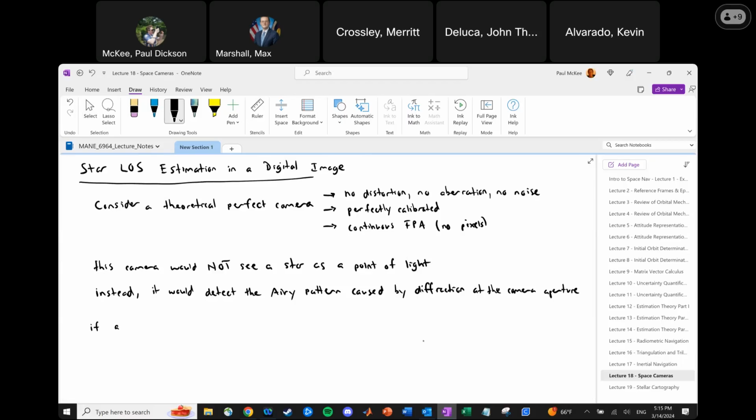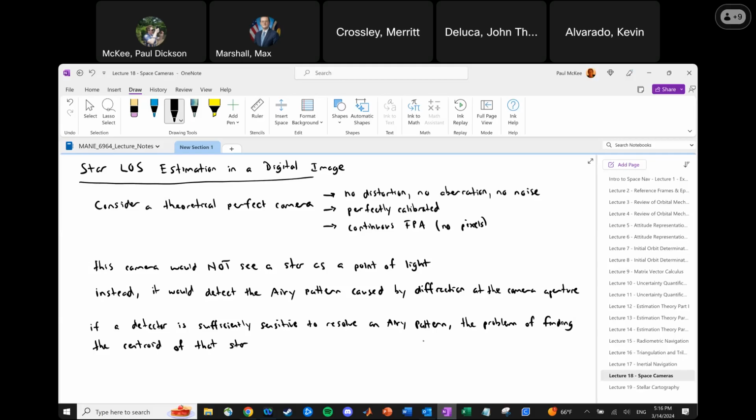So if a detector is sufficiently sensitive to resolve, we're going to talk about what that means in a second, an Airy pattern, the problem of finding the centroid of that star is called diffraction limited centroiding, because the main limiting factor, the main bottleneck, is physics itself.